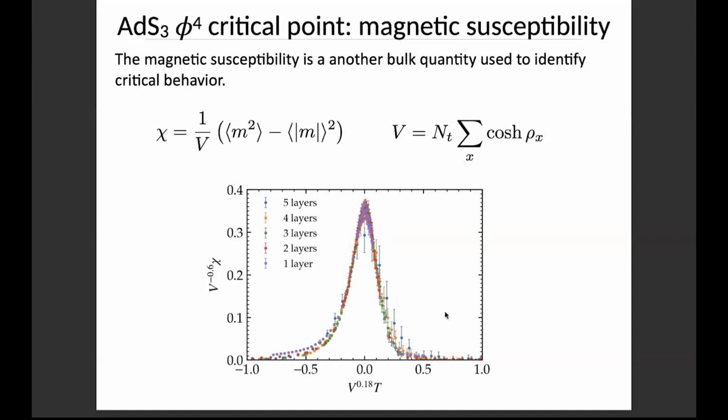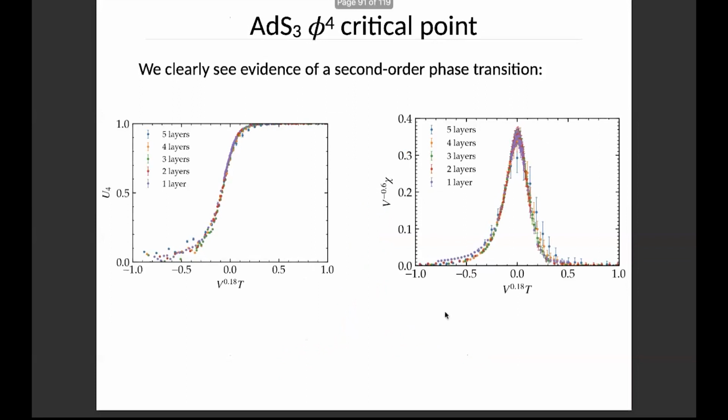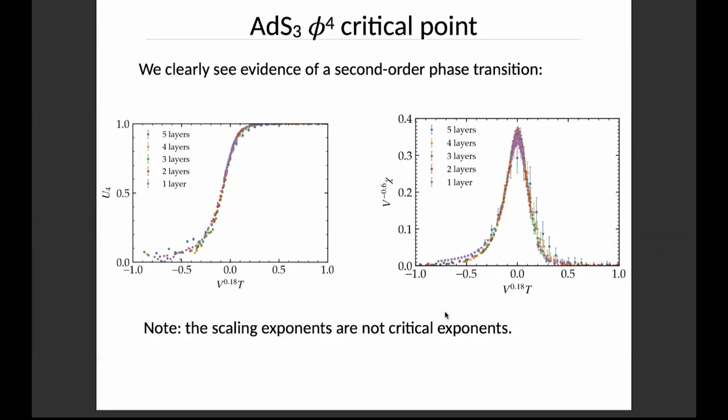Okay, so there clearly is critical behavior going on. Right. So just putting these side by side, we clearly see evidence of a second order phase transition. Now, there's just a few caveats that I want to point out. So the scaling exponents in this case are not critical exponents, meaning these exponents right down here.